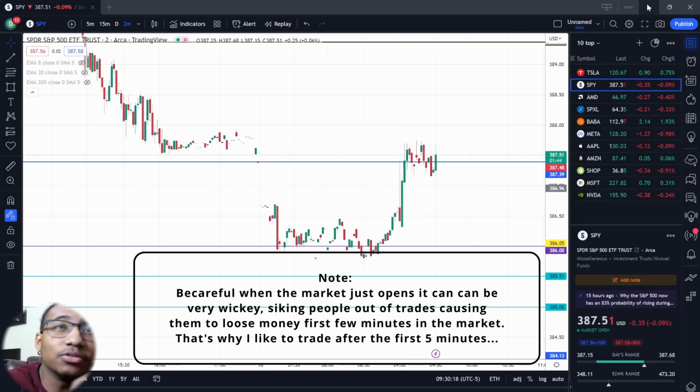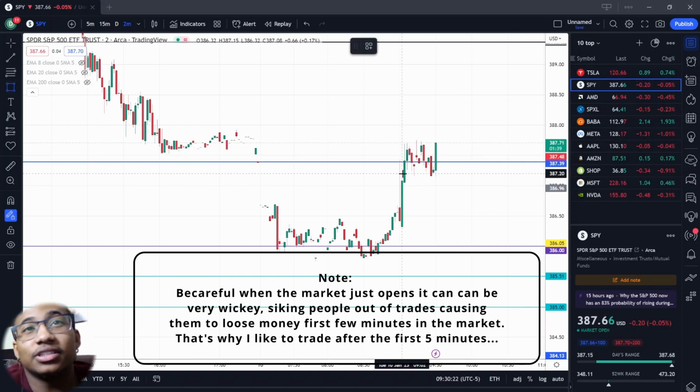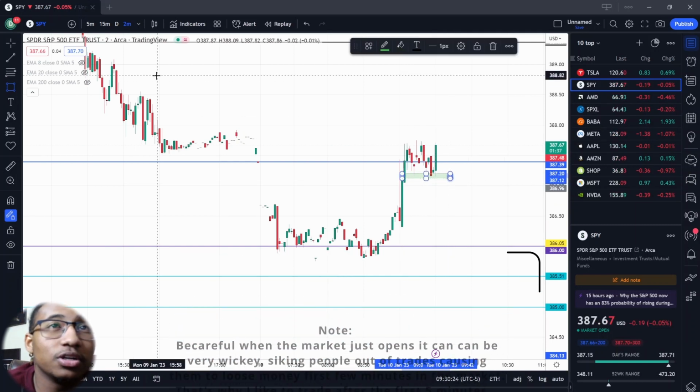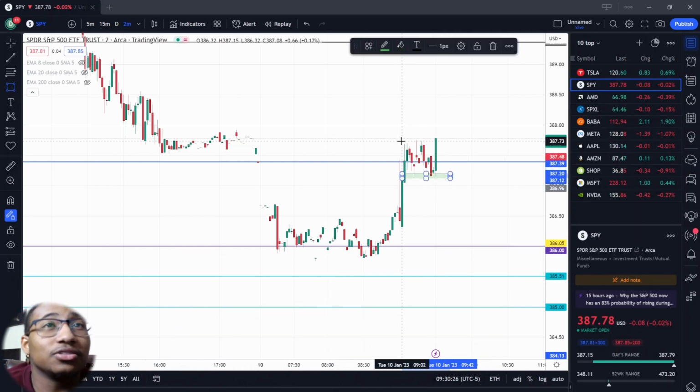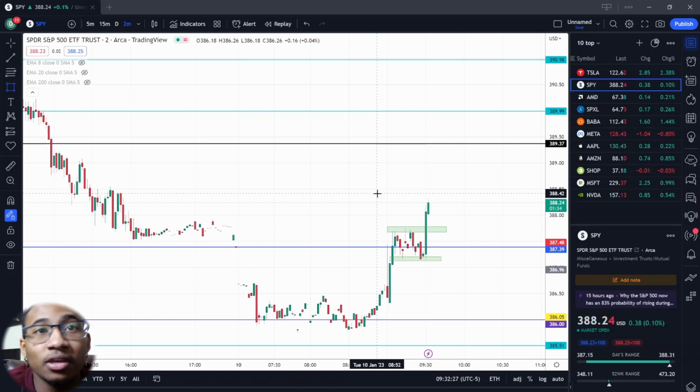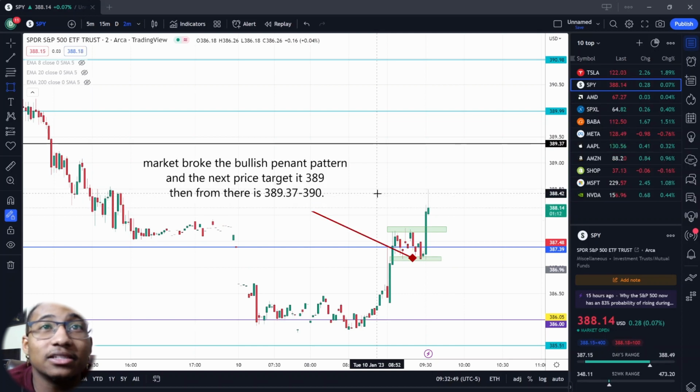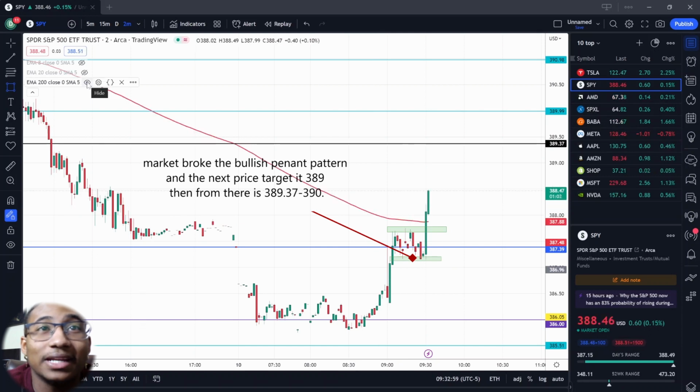But I don't like trading within the first 5 minutes because I'm not confident with that. So as you can see right there, I draw up my support where the market has respected. It bounces off right there, and the market's making a high. It looked like it wants to go to 389.